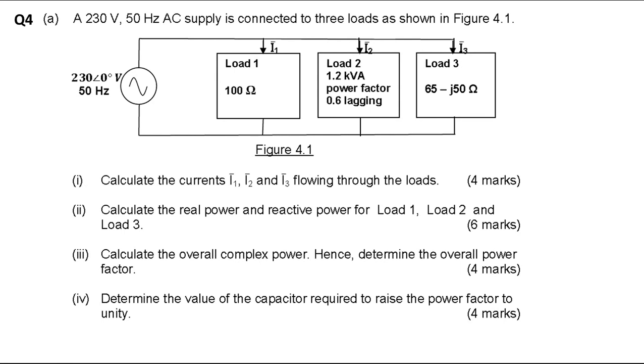Today we want to look at the past exam paper, February 2014, question number 4. The question reads: a 230 volt 50 Hz AC supply is connected to three loads, load 1, load 2, and load 3, as shown in figure 4.1. We are required to calculate the branch currents I1, I2, and I3.